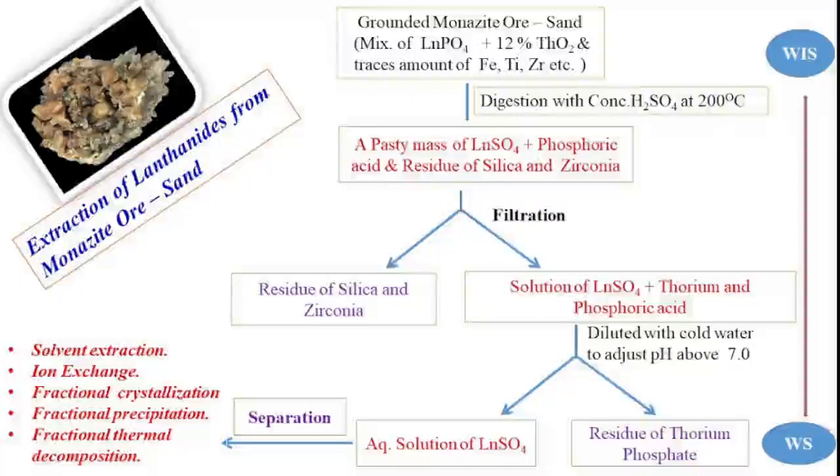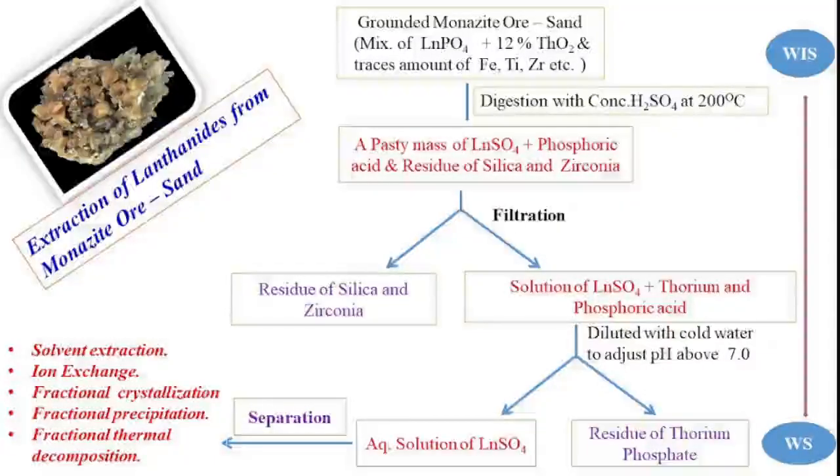Then this pasty mass is filtered, and we get an aqueous solution of lanthanum sulfate along with thorium and phosphoric acid in the form of solution, while the residue of silica and zirconia gets separated out. So this is the concentration process, in which the residue of silica and zirconia is separated out.